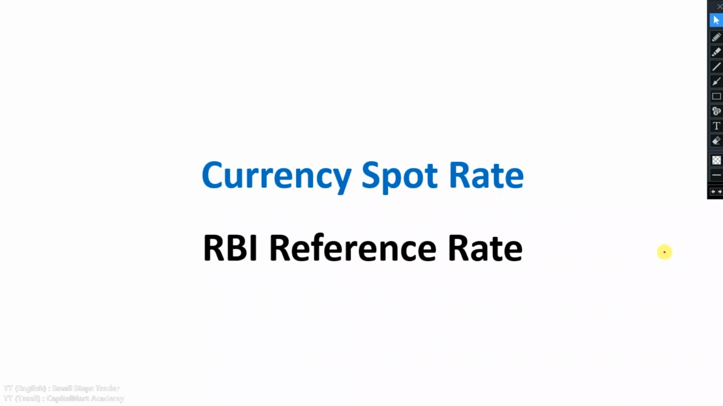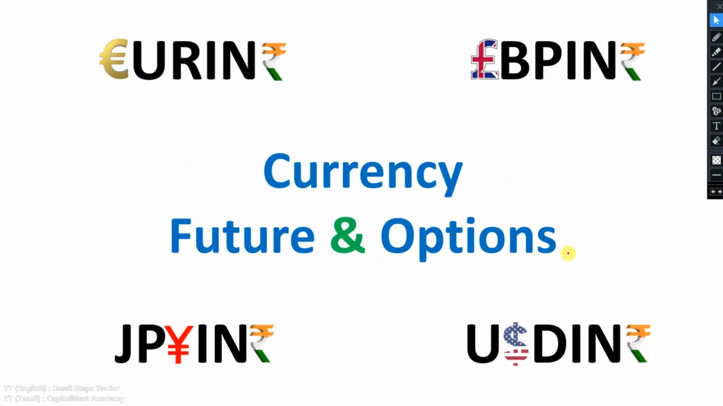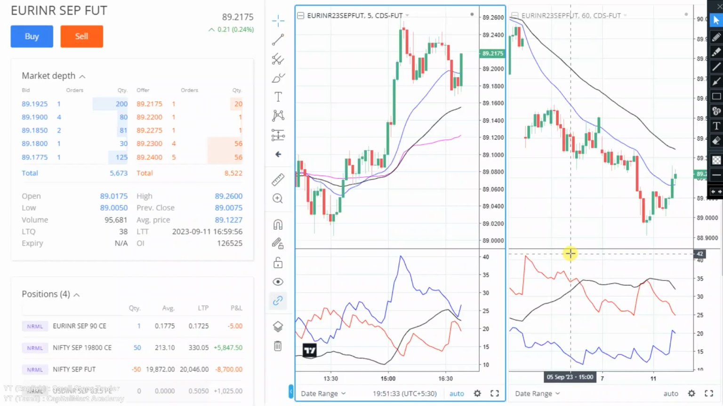Currencies portrayed. According to the RBI reference rate, USDINR is 82 rupees 88 paise, Yen 56 rupees 73 paise, GBP 103 rupees 74 paise, Euro 88 rupees 95 paise. And now we will see the chart.